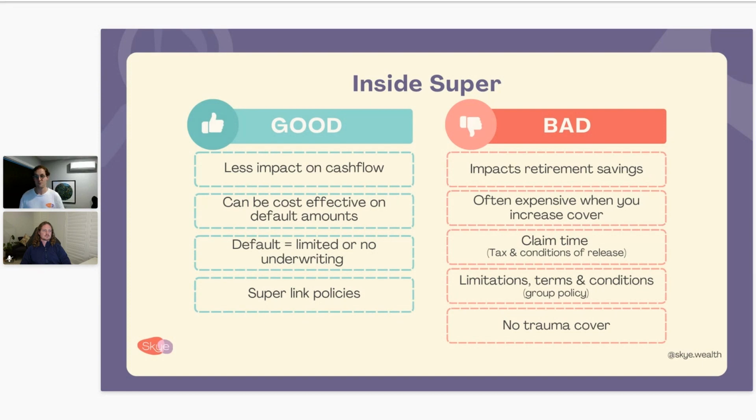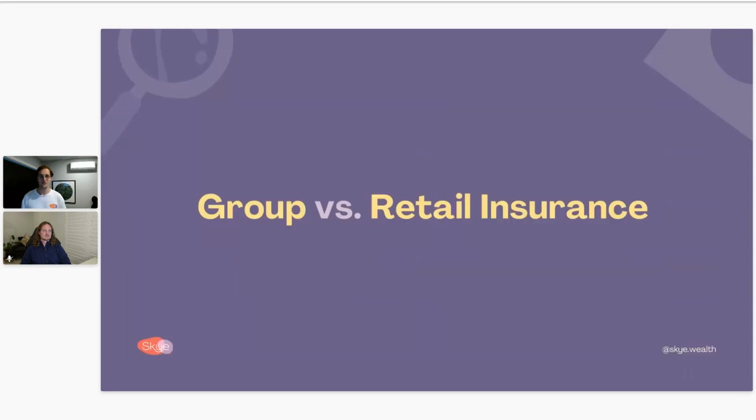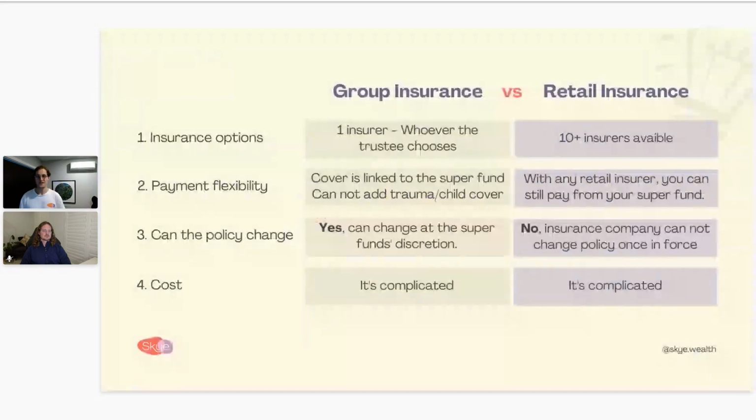And then the other one is we can't pay for our trauma cover through our super fund. None of the super funds are able to offer it. So that's another downfall of just having your insurances out through your super. And we have a comparison between our group and retail policies as well. I've probably mentioned a lot of those things already, but we've got another slide on that.